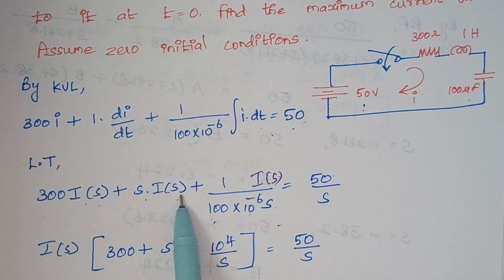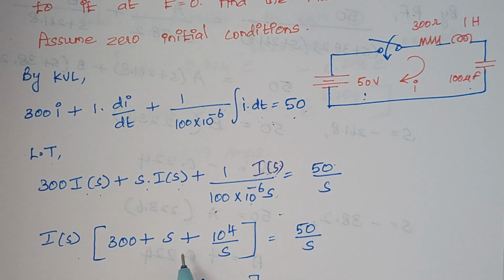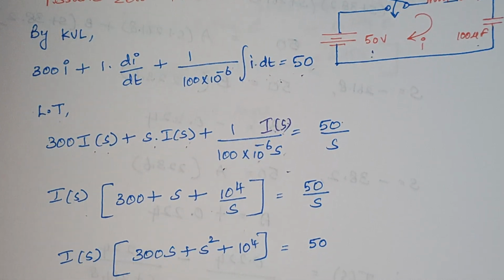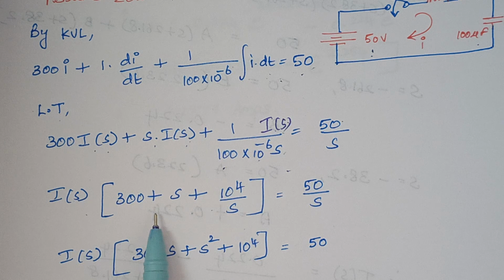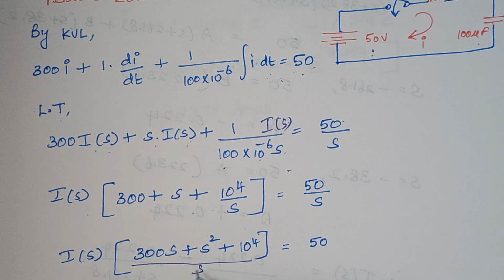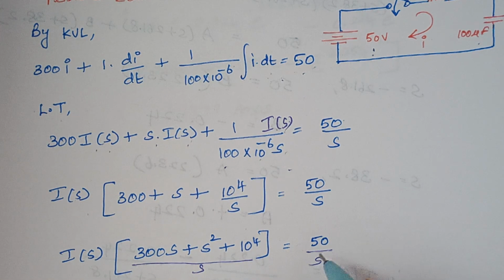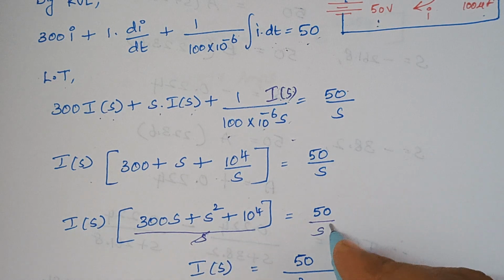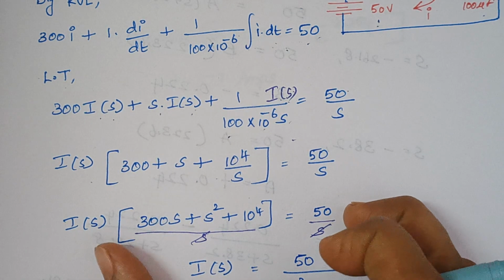So in all these three terms you are having I of s, so I am taking I of s commonly outside. Once you take it, we get the expression as 300 plus s plus 10 to the power 4 by s, which is equal to 50 by s. So again, we are going to take LCM. Once you take LCM, what happens here? 300s plus s square plus 10 to the power 4. So this entire term will be divided by s and here this s will remain as such. So these two s cancel each other and finally this will be our expression.